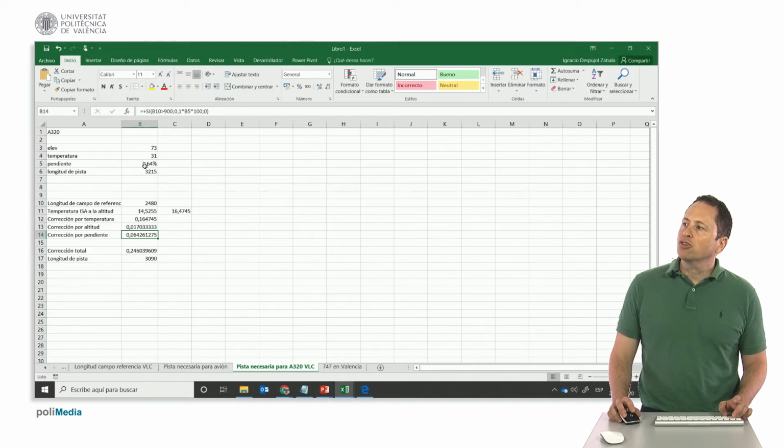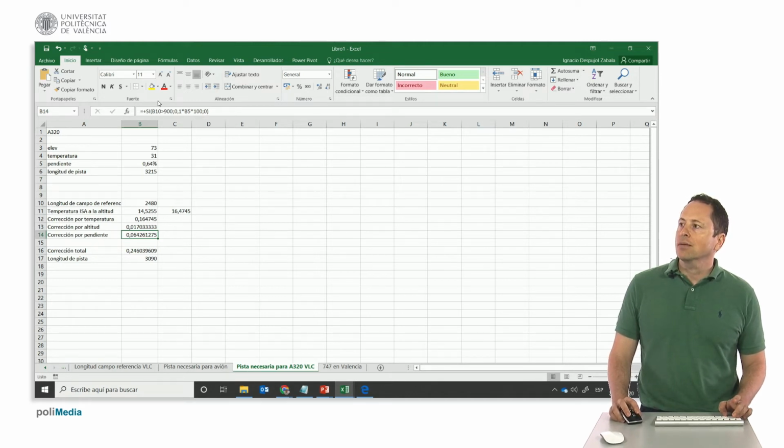The correction by slope, in this case, is expressed in times 1, because although here it puts 0.64, it has the percent in here, and this means that if we put it in normal numeric format you will see that it is 0.0064. What happens is that Excel puts it in this way. What does that mean? That if we have this in terms of times 1, it had to be multiplied by 100 because the correction is a 10% for each percent of slope.